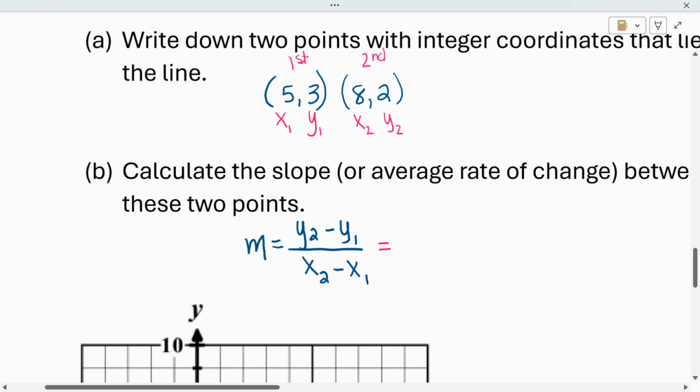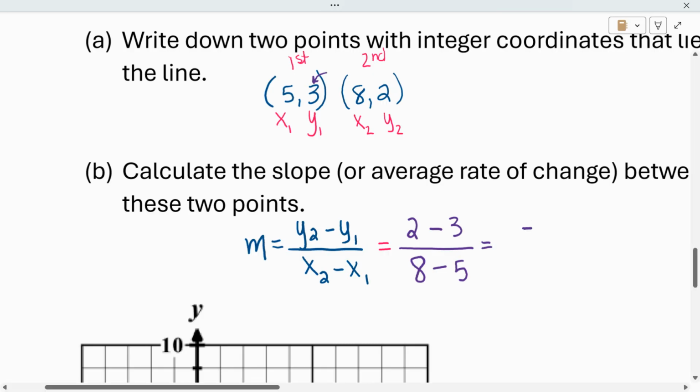So I always label my points just like that: x1, y1, x2, y2. I think it just helps me. So I need to take the y sub 2 value. What is that? 2. Minus the y sub 1 value. What's the y sub 1 value? 3. Over the x sub 2 value, 8, minus the x sub 1 value, 5. Perfect. Let's see. What is 2 minus 3?